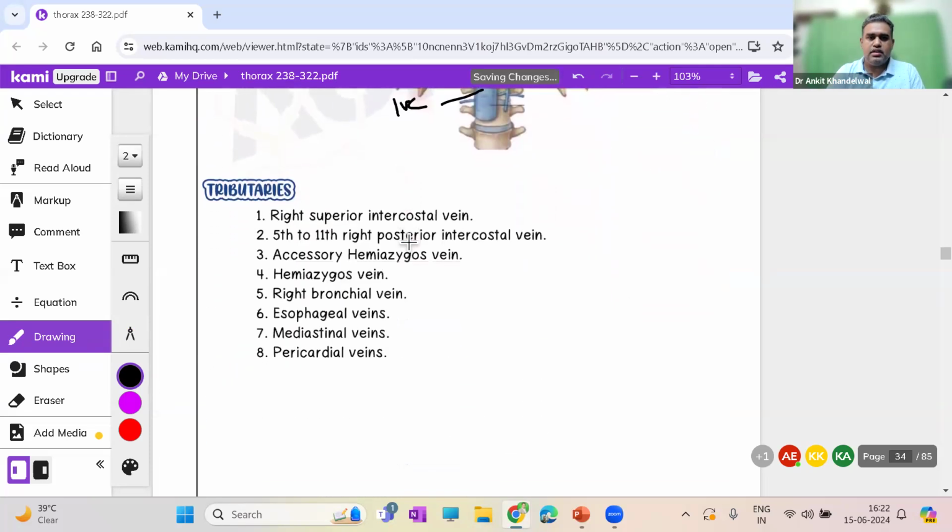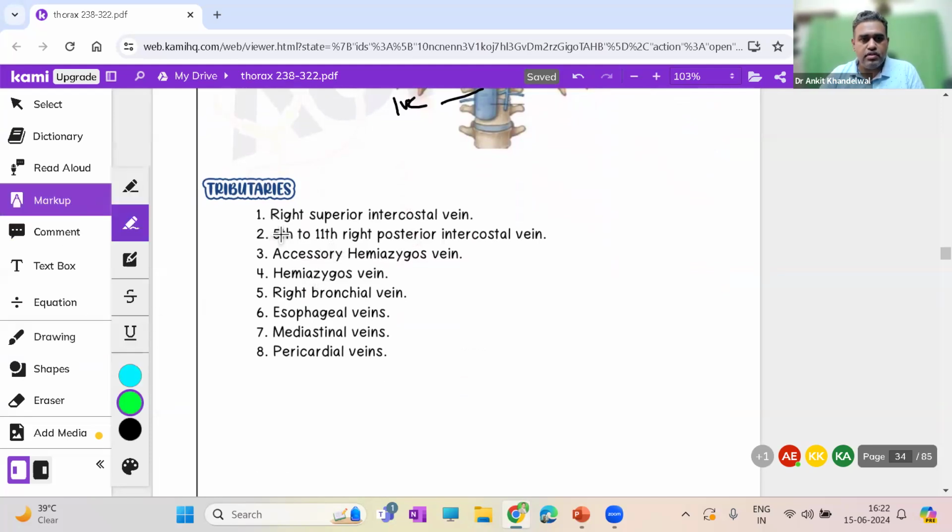This thing you have to understand. These are all the tributaries of the azygous vein. Here in the tributaries, look over here, we have these two veins as well. These two veins as well. So tributaries, we have the right superior intercostal, then 5th to 11th, then right bronchial.